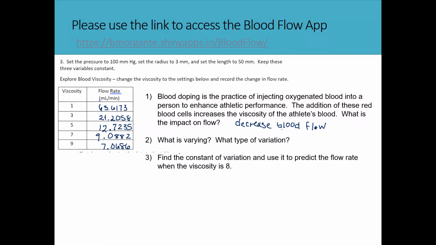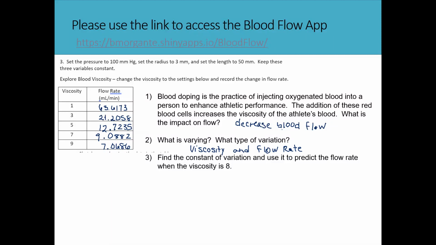Next, I'm asked what is varying. So this is asking me what are my two variables. And so these are the two columns in my chart, viscosity and flow rate. My pen seems to be struggling, so we'll get there. Flow rate.